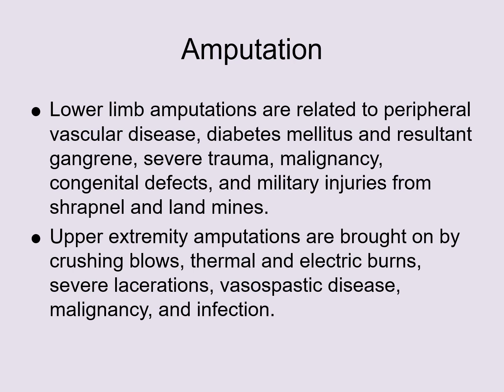And we see amputations with military injuries from shrapnel and landmines. We see a lot of our men and women that go serve our country come back with missing appendages where they've been blown up or whatever that's caused them this injury. Upper extremity amputations are brought on by crushing blows, thermal and electrical burns, lacerations, severe vasospastic diseases, and malignancy and infection. So what happens with vasospastic diseases, things clamp off, we're not getting blood flow, things die, and then it ends up that it has to be cut off. Because once tissue's dead, there's no bringing it back. Just remember that.